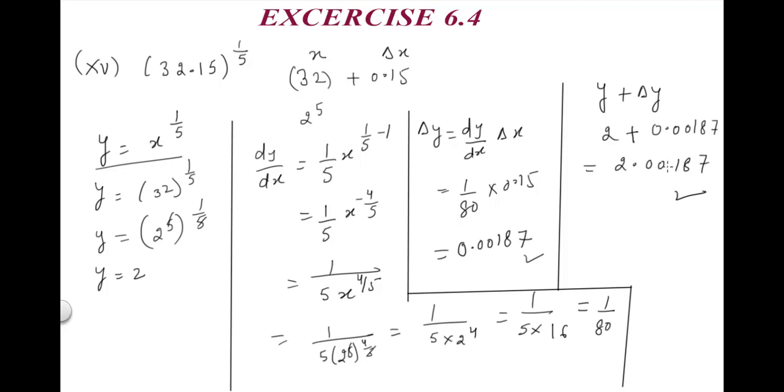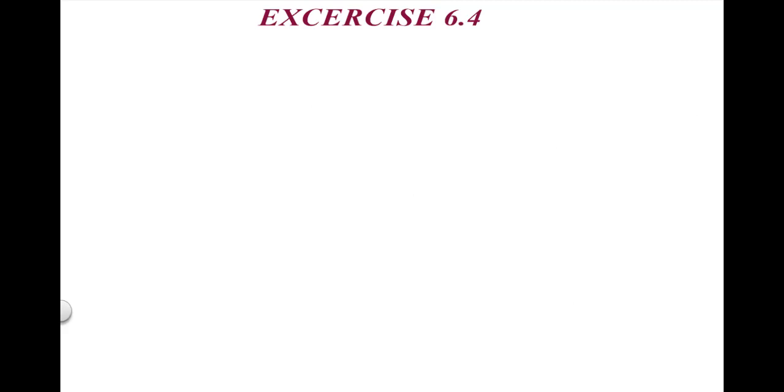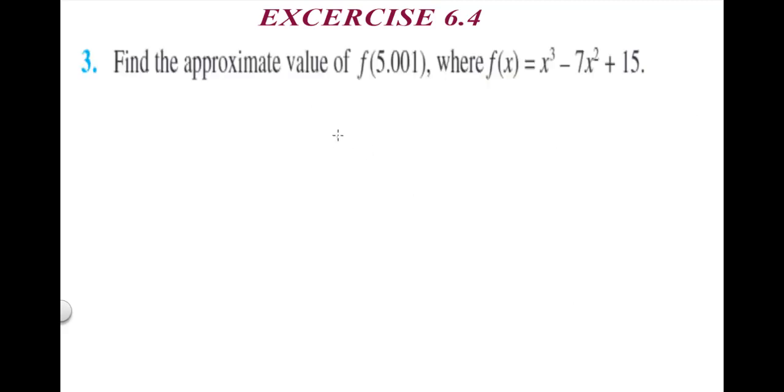So this is all about your homework now. So let us discuss the other type of questions. There are two types of questions. One is the type that we have now discussed, and the other is the type that I am going to discuss now. In question number 3, we have to find the approximate value of f of 5.001. So see carefully, x will be 5 and delta x will be 0.001. We have been given the function as this.